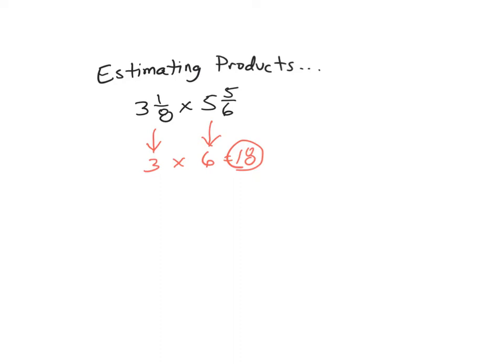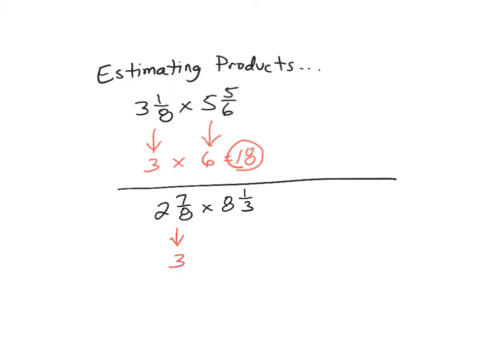Here's one more example. If you are given 2 7/8 times 8 1/3, 2 and 7/8 is between 2 and 3, but it's closest to 3. So I'm going to round 2 and 7/8 off to 3. 8 and 1/3 is between 8 and 9, but it's closest to 8. So I'm going to round that off to 8. Now I'm just going to multiply 3 times 8. The estimated product of those two mixed numbers is 24.